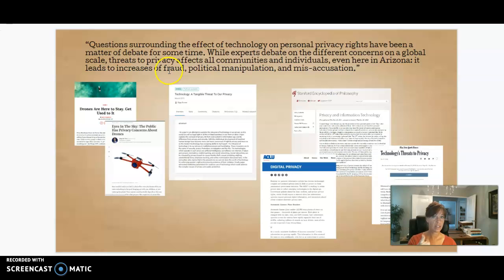You'll talk a little bit about fraud, and bring in some evidence from your articles. You'll talk about manipulation, and bring in some evidence, and then you will talk about accusation. All of these three things should rise from what you have found in your articles. There you go. Let me know if you have any more questions, or if you want me to explain anything else.